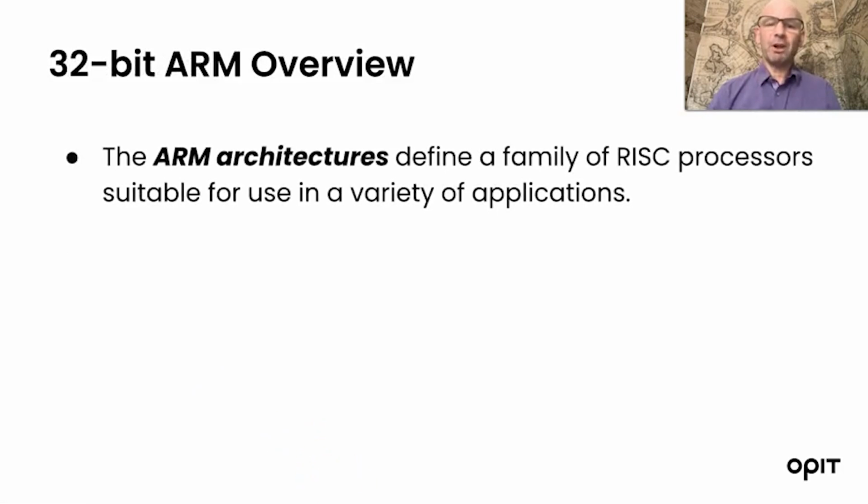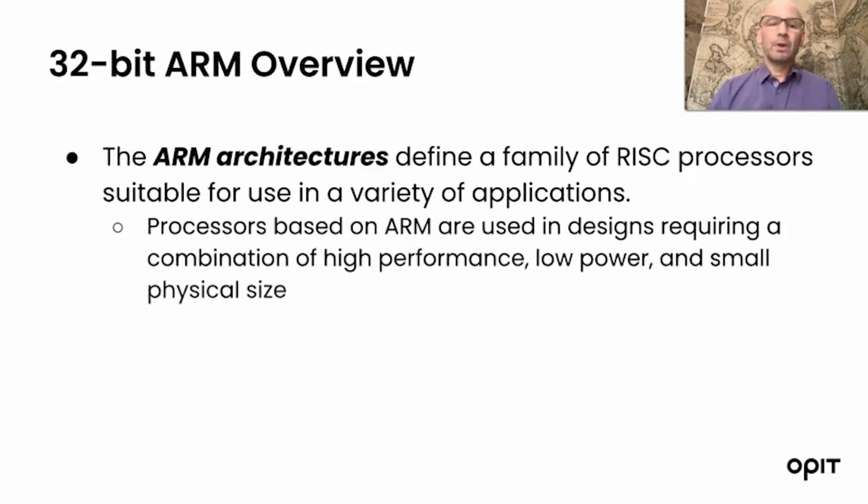So to start off with, the ARM architectures define a family of RISC processors, or reduced instruction set processors, that are suitable for use in a variety of applications. ARM processors are very popular these days, as we'll see. So processors based on ARM are used in designs requiring a combination of high performance, low power, and small physical size. So for example, the Garmin watch that I use to track my fitness levels in my running.